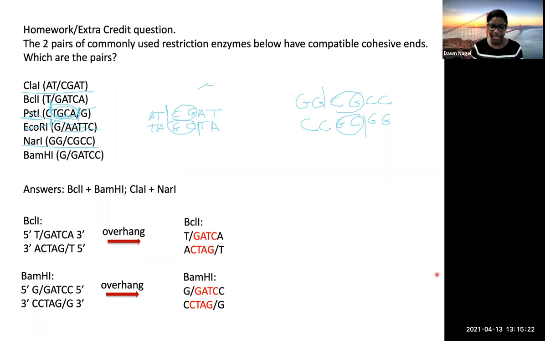So again, if you have more questions, you can go to office hours or the discussion sessions, or his office hours should be able to help clarify some of these. But really, you have to just work through them: write the orientation, write the opposite strand, indicate where they're going to cut, and then see what the overhang is and whether or not it's matching.